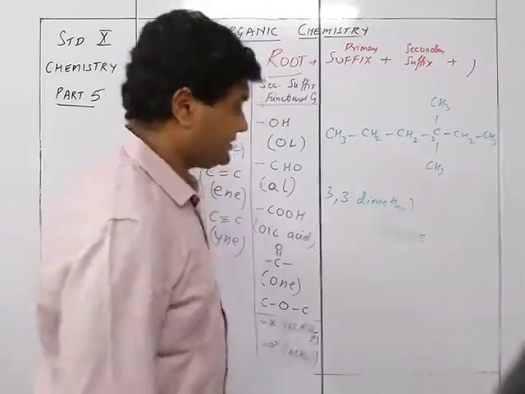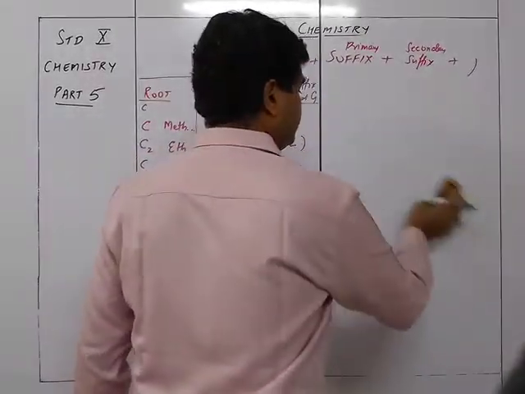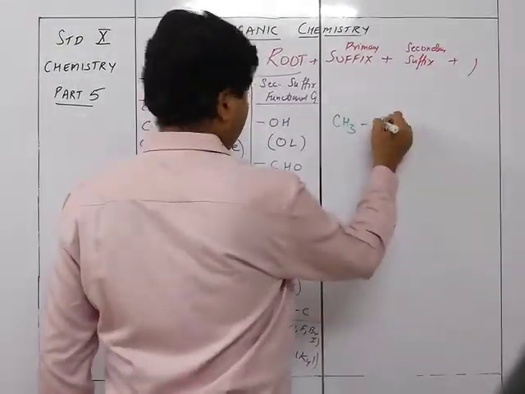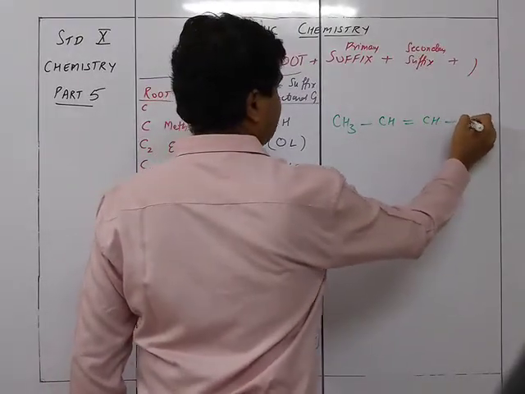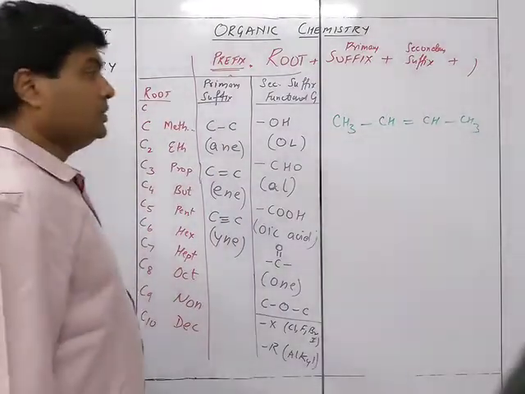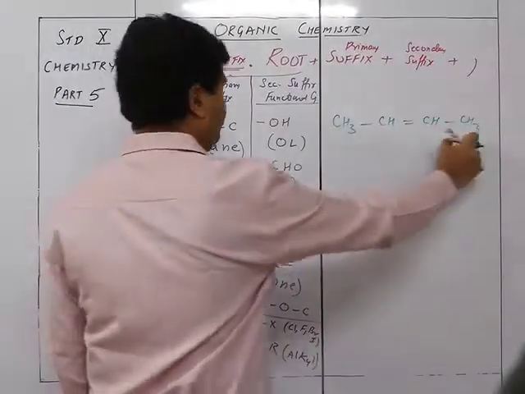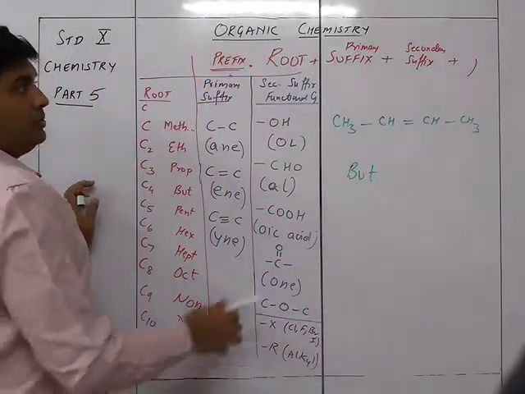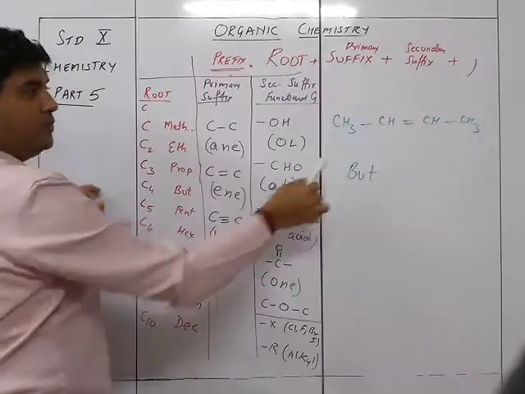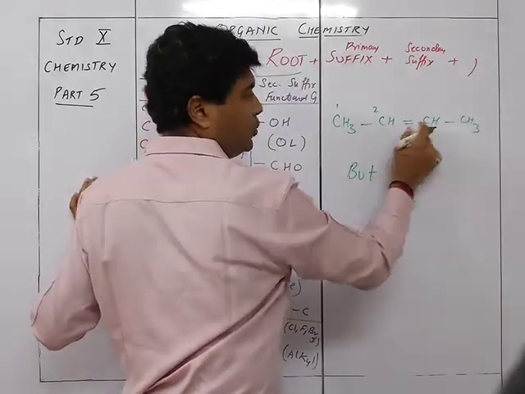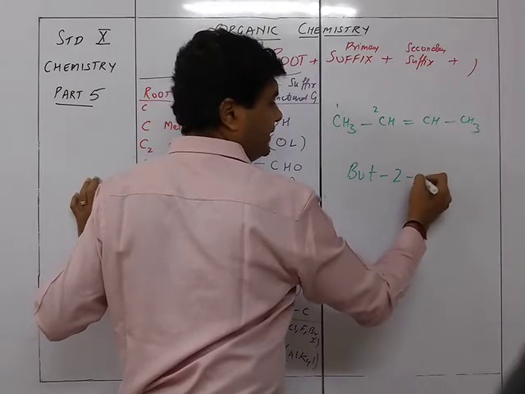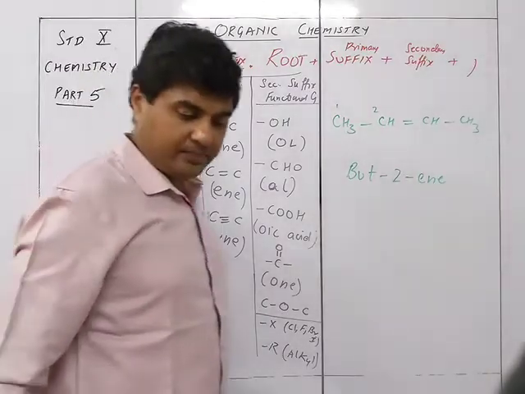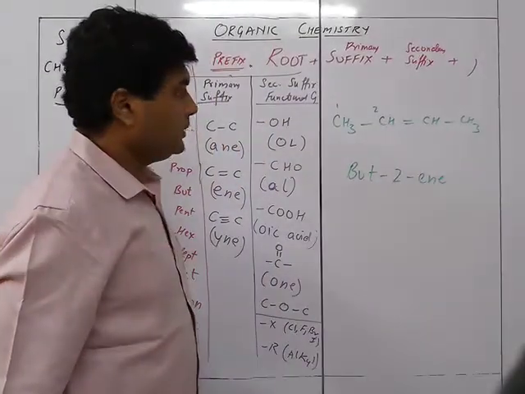Let's see the next one. That is question number 10. That is CH3, CH, double bond, CH, CH3. Okay. So we know over here that these are 1, 2, 3, 4. 4 is but. Now, the primary suffix is going to be double bond, so ene, which is at 1, 2. At 2 it is there, so it is 2, and then it will be ene. There is nothing else, so that gives us the complete answer as but-2-ene. Clear?